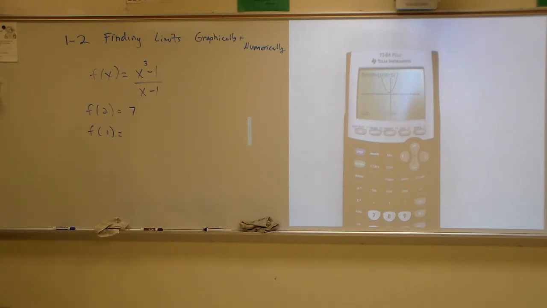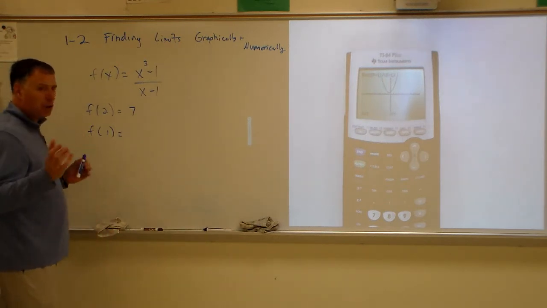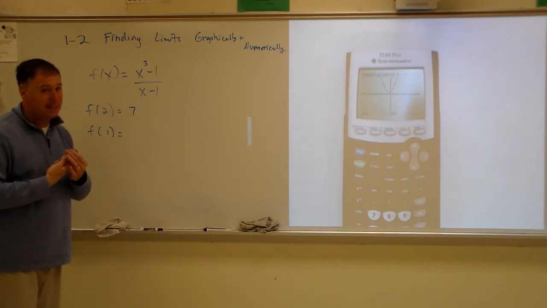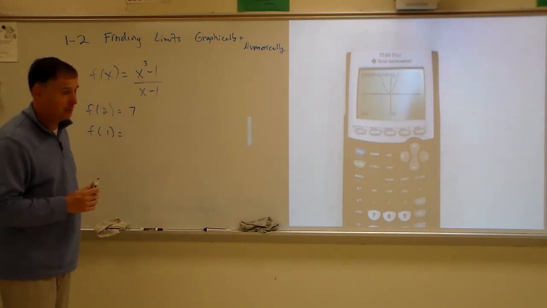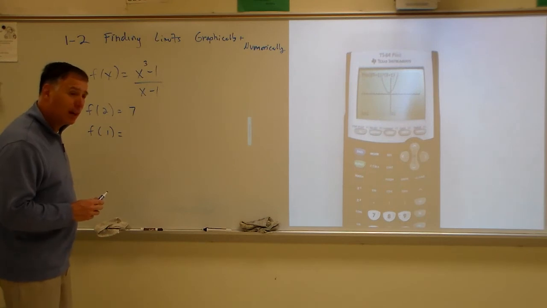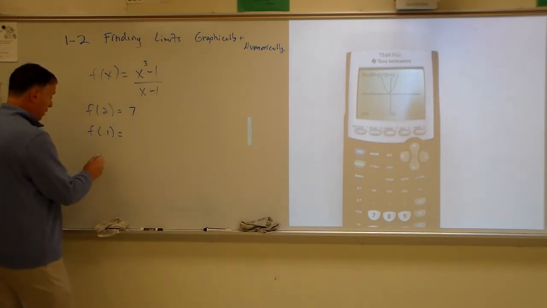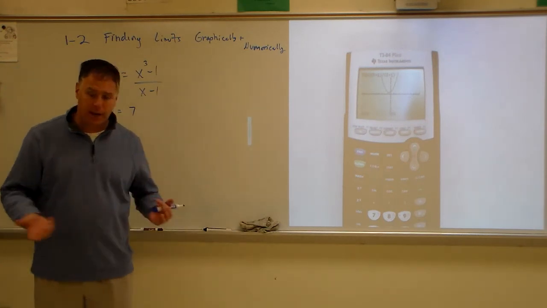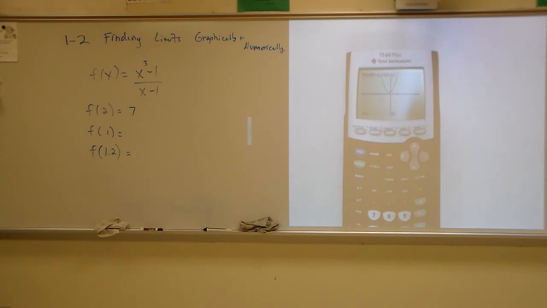Well, let's see what happens as we get close to 1. That's the whole idea of a limit. We're going to talk about that in a little bit. So I could plug in a 1.2. Let's go back to the calculator and type in second calc value 1.2, and you get 3.64. Interesting.